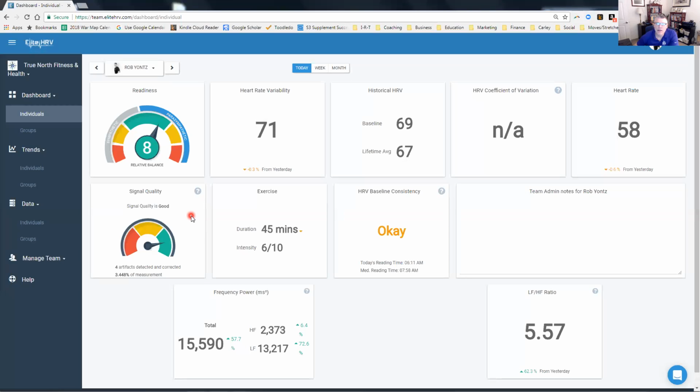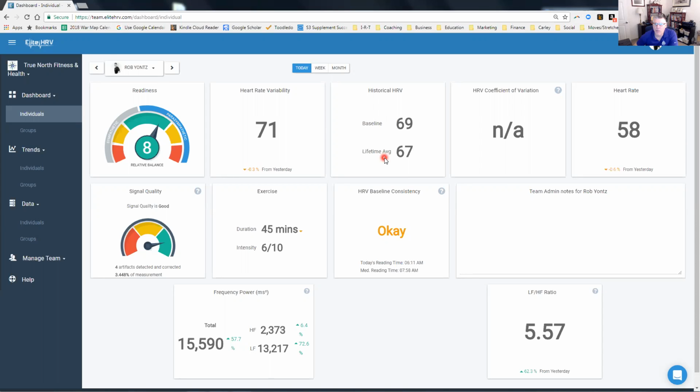This shows me today's information. So this is what today was. I was a parasympathetic 8, which is green. That means that my reading today was a little bit higher than my 7-day average, and we can see this here. Today it was a 71. My baseline or 7-day average is 69. So I'm 2 points higher than what I've been for the week, and I'm 4 points higher than what I am for lifetime.